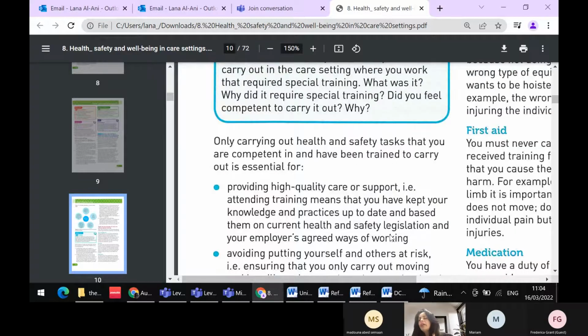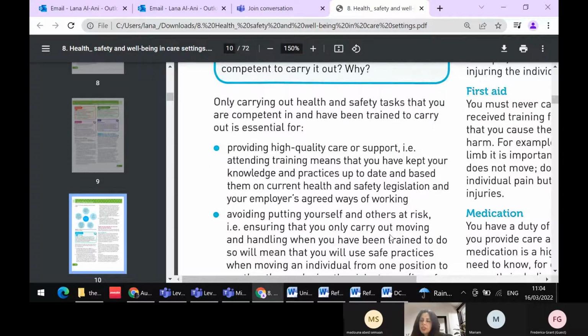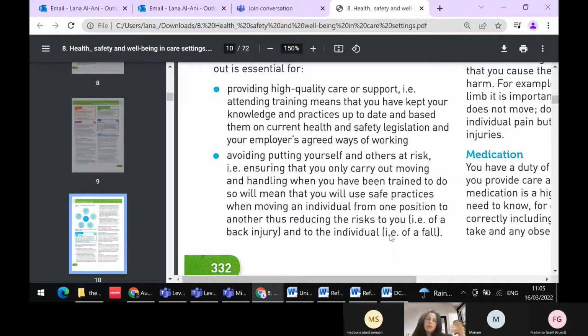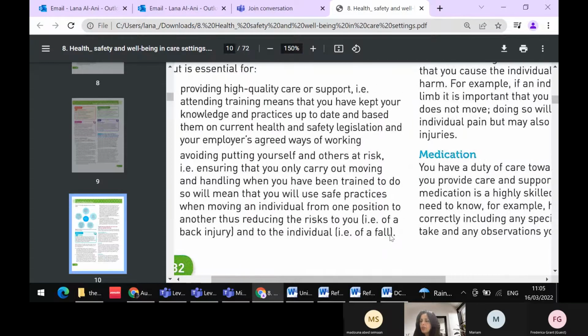So more explanation about each one of these. It's good to have a little bit more explanation than just putting in the bullet points. So for example, to provide high quality care and support, you need proper training. So you have all the knowledge, all good practice, and everything about how to care for the people, how to keep yourself safe, how to keep other people safe, and avoid putting yourself in any risk.